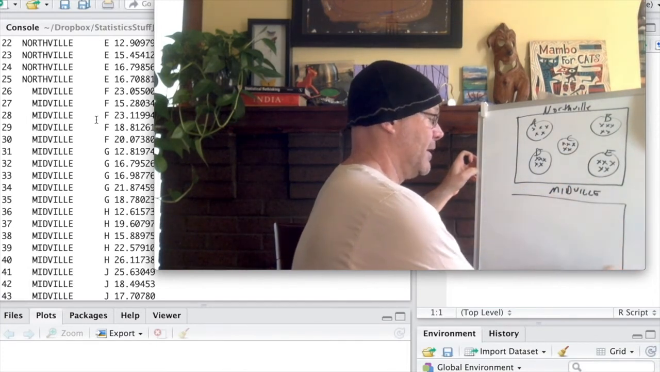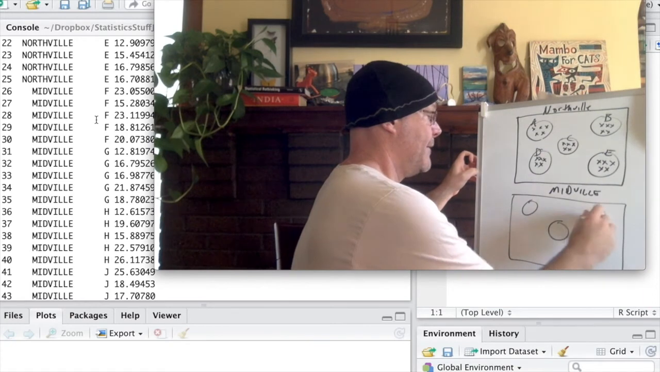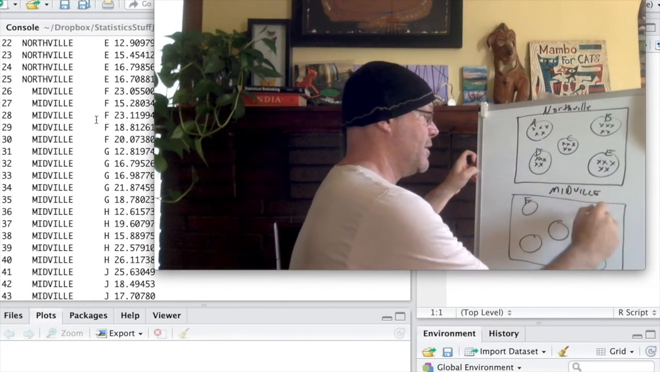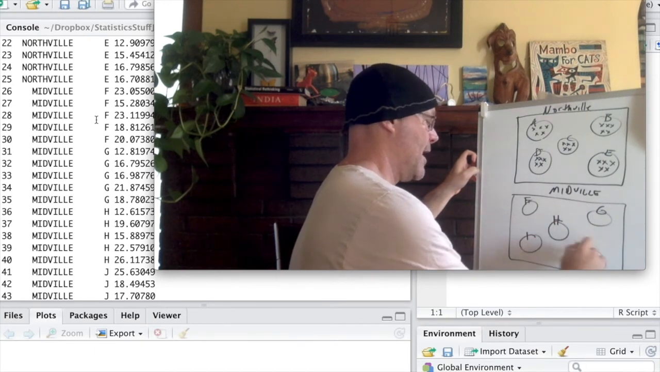Likewise, if we look at our data here and go to Midville, it similarly would have 5 families in it. Here the 5 families would be family F, G, H, I, and J.